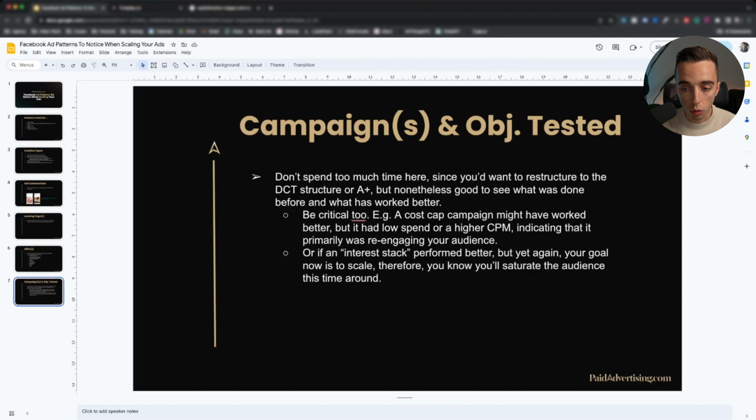The most important part, and I threw in a disclaimer right here, you got to be critical. You have to have a critical mind when looking into the account. What do I mean by this? Well, looking into it right here, as an example, a cost cap campaign that I might have used on Facebook might have worked better than, let's say, one of my broad campaigns optimizing for maximization of conversions, okay? But it had a lower spend and it also had a much higher CPM than my other broad campaign. Therefore, it indicates that probably I was just re-engaging my own audience. You got to be critical about these things.